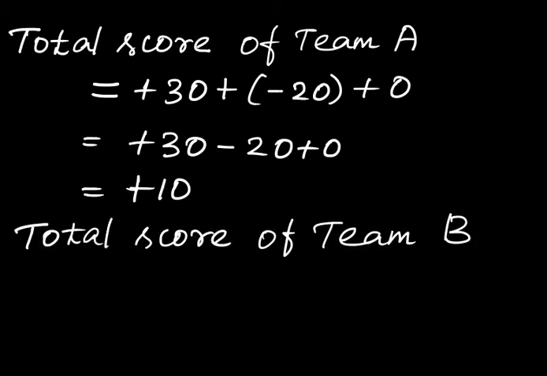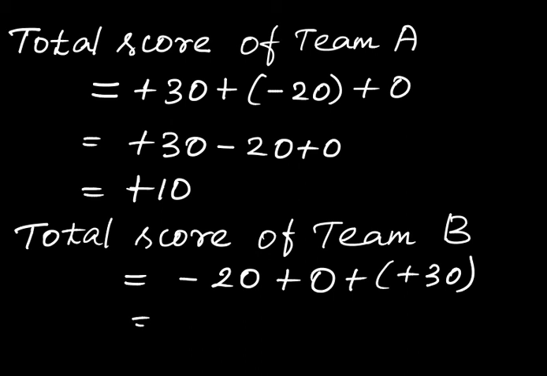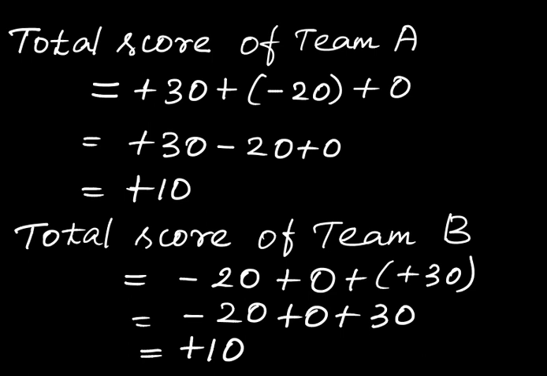Next we need to find the total score of Team B. So that is minus 20 plus 0 plus 30. So minus 20 plus 0 plus 30, the value is plus 10. So Team A scored plus 10 and Team B also scored plus 10.